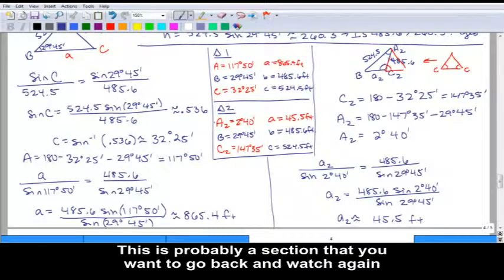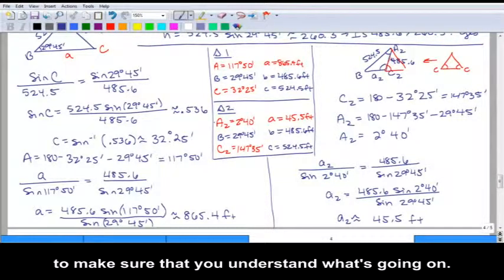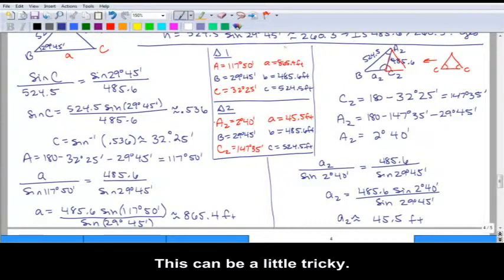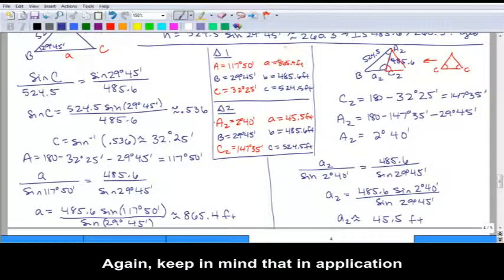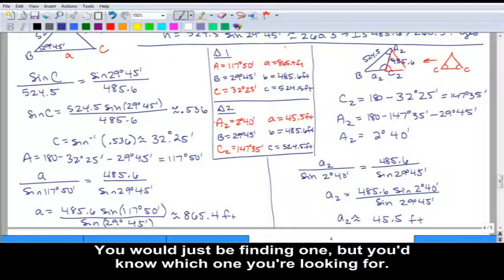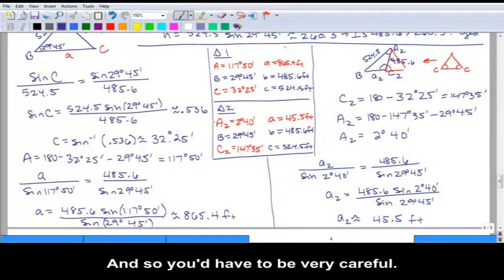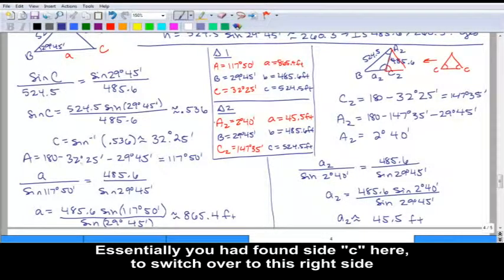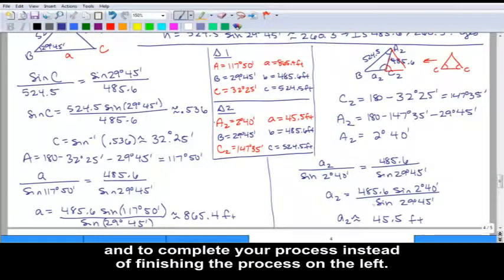This is probably a section that you want to go back and watch again to make sure that you understand what's going on. This can be a little tricky. Again, keep in mind that in application you wouldn't be finding both of these angles. You would just be finding one, but you know which one you're looking for. And so you'd have to be very careful, essentially, once you had found side C here, to switch over to this right side and to complete your process instead of finishing the process on the left.